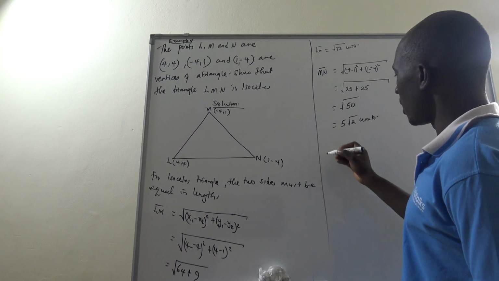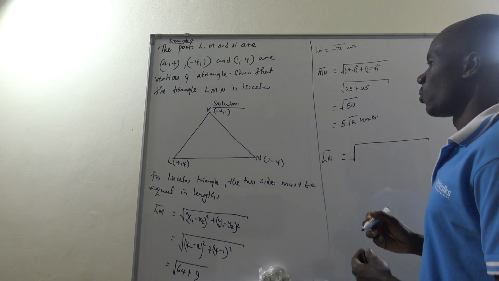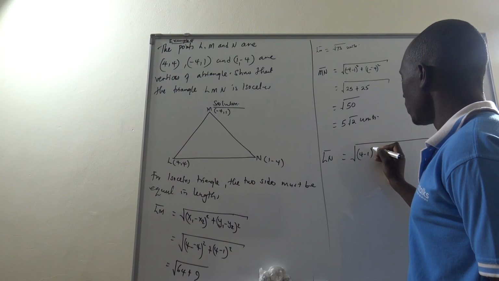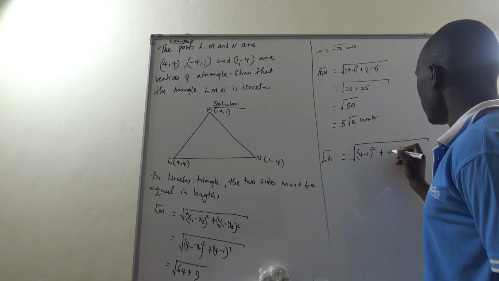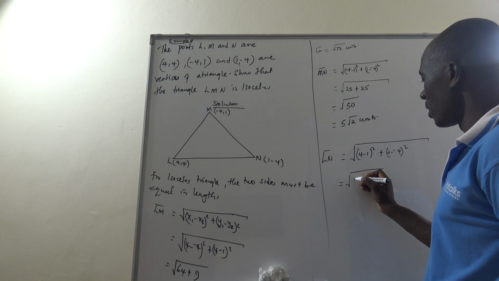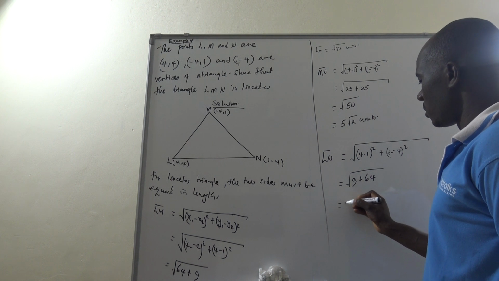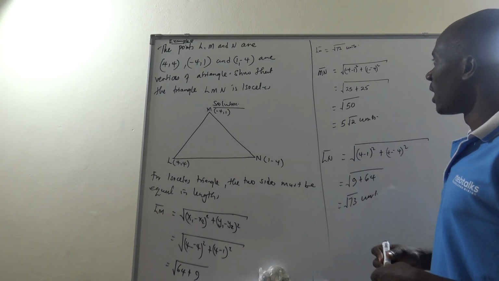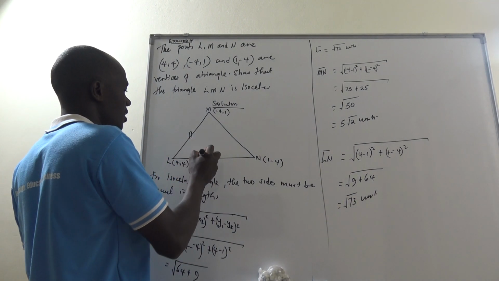So we are also getting LN. We are going to use the same. So what is our LN? X1 is 4 minus 1, the whole of it squared, plus we go to 4 minus negative 4 squared. So we are coming out with root of 4 minus 1, that is 3 squared, that is 9, plus 8 squared, that is 64, which still becomes root of 73 units. Now you can see that length LM is the same as length LN.